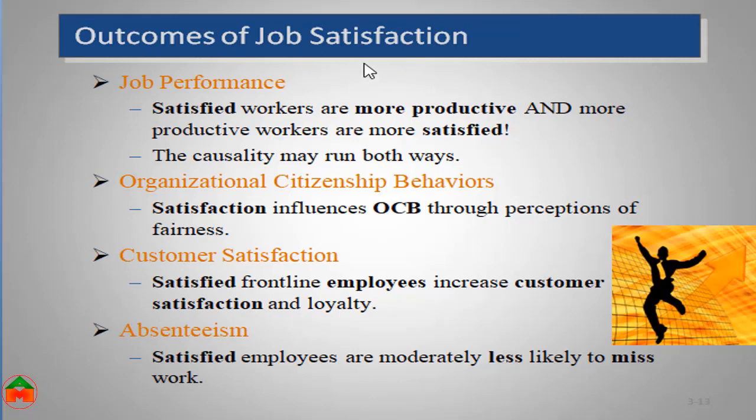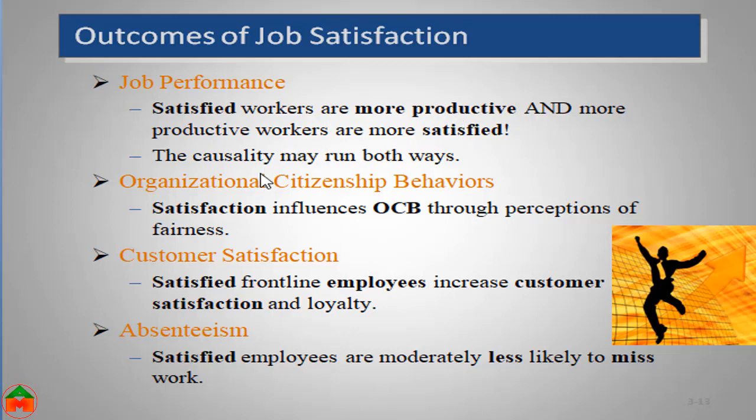When the employees are satisfied with their work, there are many positive outcomes in the workplace. But on the other hand, if the employees are dissatisfied with their work, there may be a negative impact on the organization. However, we can see that positive job satisfaction will provide various outcomes, for example, job performance. Satisfied workers are more productive, and more productive workers are more satisfied.